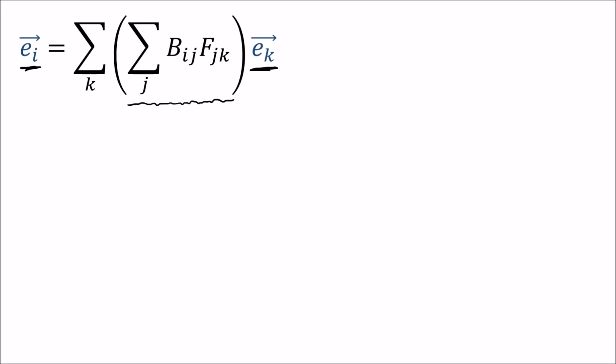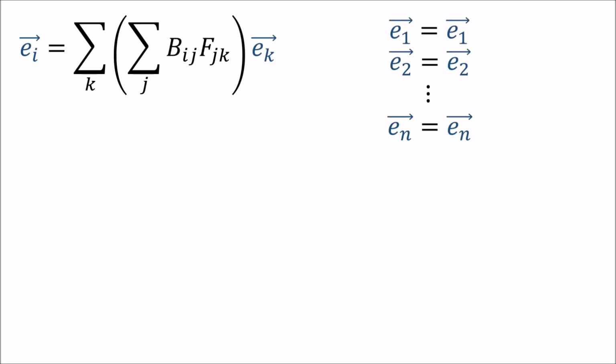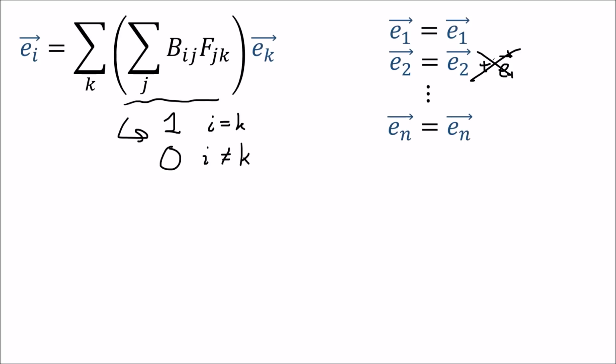Okay, so what we really want at the end of the day is for E1 to equal E1, we want E2 to equal E2, and so on and so forth. We don't want any extra basis vectors in here being added because that wouldn't make any sense. So what we really want is for this middle part to be 1 when i is equal to k, and we want it to be 0 when i is not equal to k.